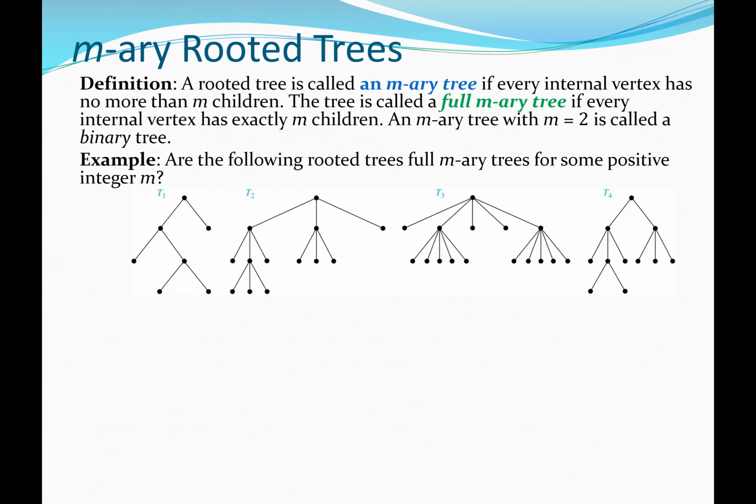So here we have a few graphs, T1, T2, T3, T4. We call them trees. You can see here these are the internal vertices. You can see here, here, and there, they all have 2 children. So T1 is a binary tree. You can see here, this one, the internal vertices all have 3 children each, yes?